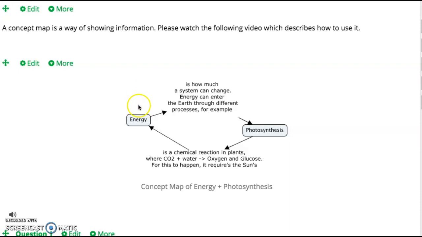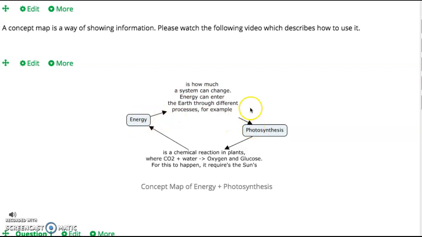It's very simple. The way it works is you've got to look at how these arrows are flowing. These arrows show you the direction in which you should read. So for example, if we went to the concept energy, we can't go back down this arrow, we have to follow it this way. It starts the sentence off with energy. Energy is how much a system can change. Energy can enter the earth through different processes, for example, photosynthesis. So what it does is it constructs a sentence between these two concepts.